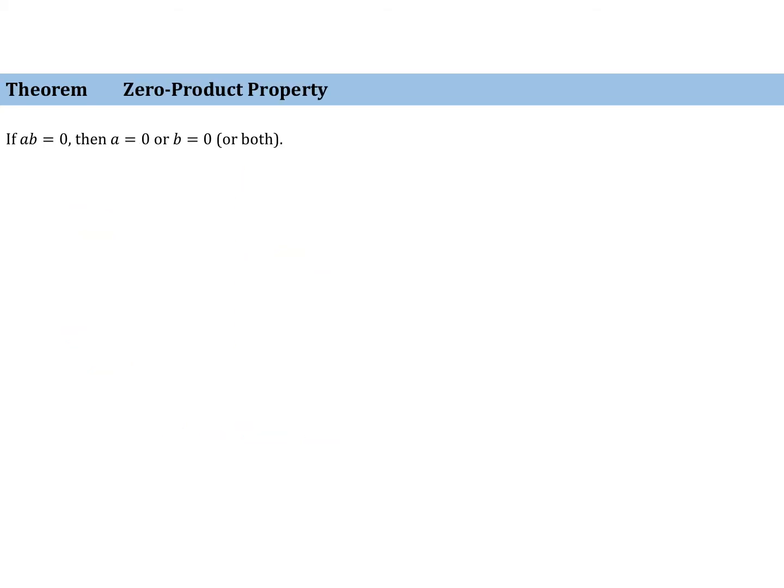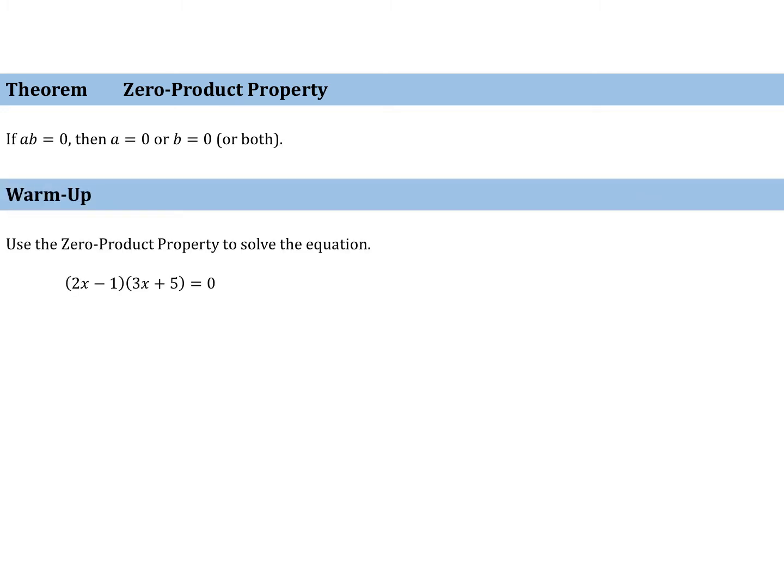We can formally write this as the zero product property. If the product of two quantities is 0, then one of the two things being multiplied has to be 0. At least one of the two things has to be 0. So if we look at an equation, we have two things being multiplied. We have 2x minus 1, and we have 3x plus 5. And notice their product is 0. So we have very much the same sort of construct that we have in our theorem. So one of those, at least, has to be 0.